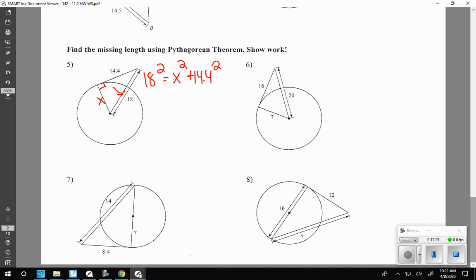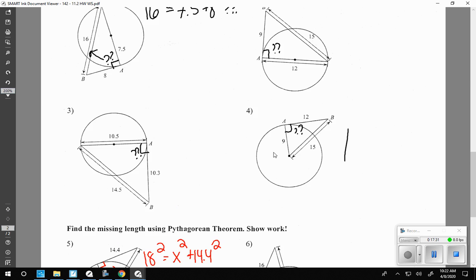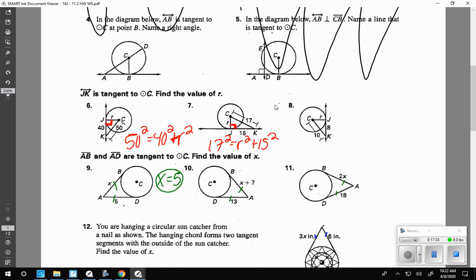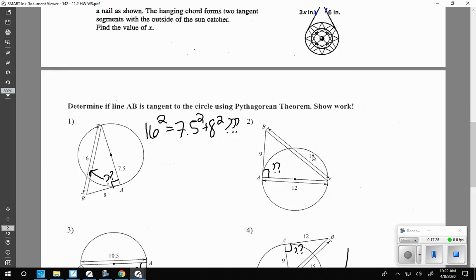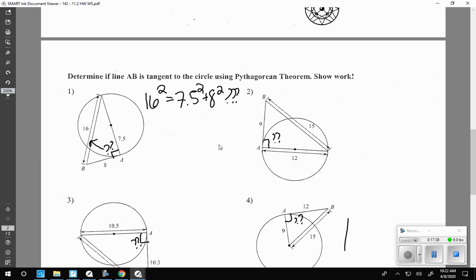So I just want you to complete, and I'll make a new worksheet for you. I just want you to complete these 6, this one, and these 4. Okay? Again, let me know if you have any questions.